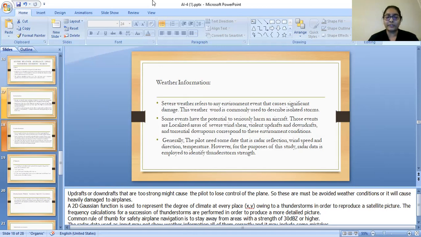Radar reflection, wind speed and direction, ice severity, temperature, all the data that the pilot needs in general. However, for the purpose of this study, radar data is employed to identify thunderstorm strength. And generally, the pilot needs some data like radar reflection.